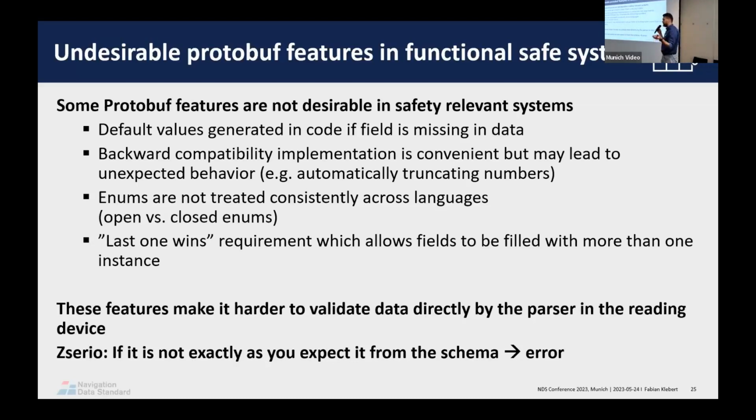In Serio, if it's not there, or if anything is broken, it simply crashes, and you know that some things were not as expected. Also, enums are not treated consistently across languages. There is a backwards compatibility implementation, which is good if you want to evolve such schemas. But it could be that it's just truncating numbers, and whether you hit a pedestrian or not, or the car goes into a safe state, only because of this, is probably something you don't want. So if you don't care too much about backward compatibility, but more about functional safety, then these things are not so easy. These features in general make it harder to validate whether the data was meant to be like this. If Serio finds something in the data stream which is not according to its schema, it simply says it's an error.